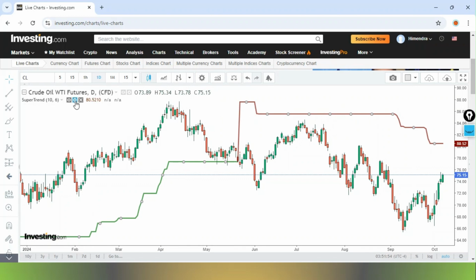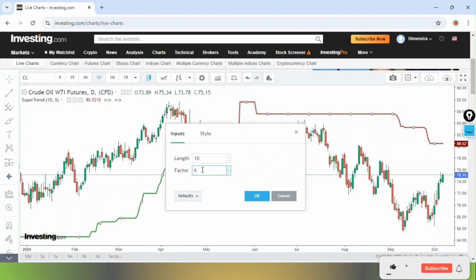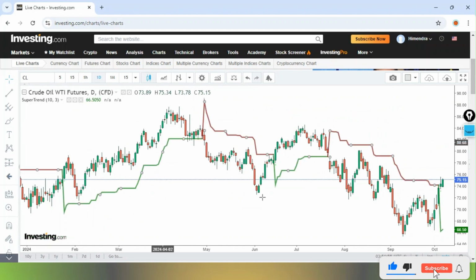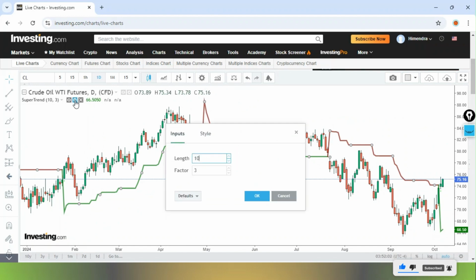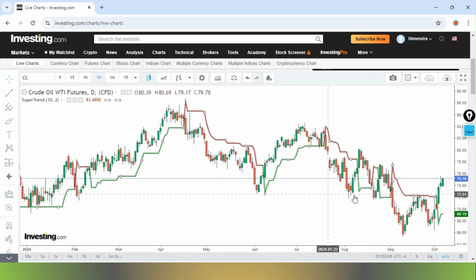So I'm changing it again on the shorter range, and here it is giving me a breakout. If I want to make it even shorter, I can change the multiplier to 2, and it gives me a breakout the day before yesterday at $70.9. So that is the role of multiplier in Supertrend.